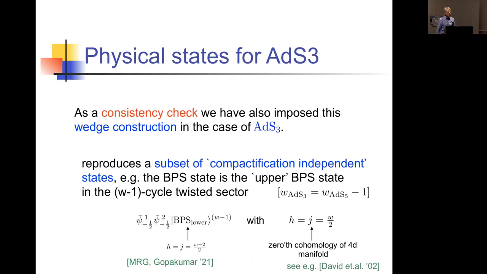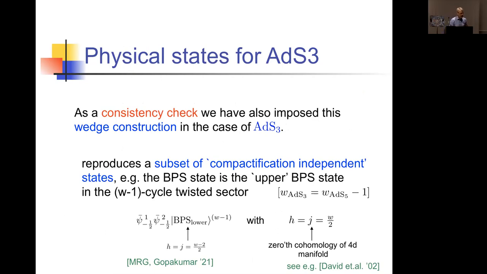Now, another consistency check we have done is we've applied this wedge construction to the case of AdS3. You see, in the case of AdS3, we have a first principles description of what the physical degrees of freedom are, because that's the cohomology a la Berkovits, Hofman, and Witten. But we could also take our bold proposal and see what would happen if we applied it to the case of AdS3, i.e. this wedge construction.